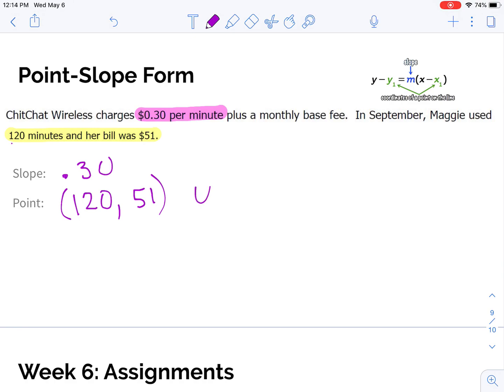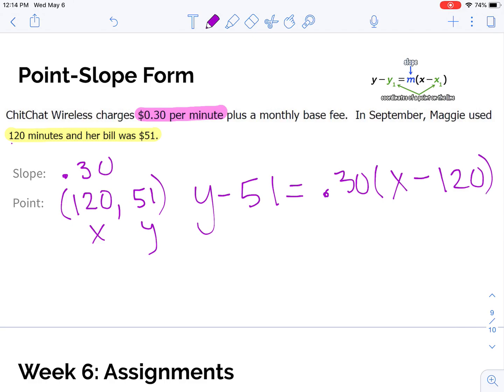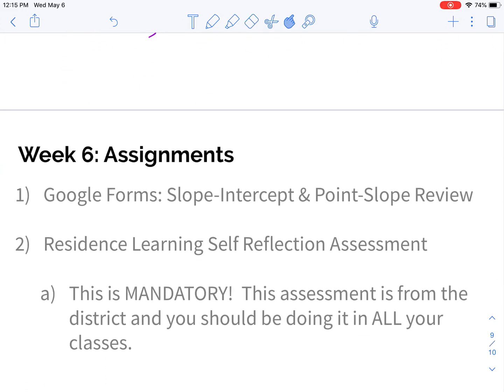Okay, so now I've got y minus y1. So let's go ahead, this is x, this is y. Minus 51 is equal to the slope times x minus x1. And I'm done, guys. That's it. All right, so sometimes we make these a little harder than they are, myself included, but be patient.